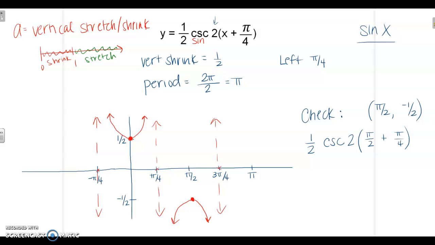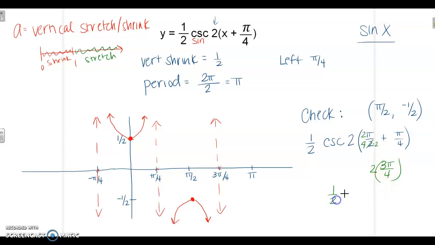So the first thing I need to do is, in the parentheses, combine these two fractions. They need to have like denominators. So I'm going to multiply this one by 2 on top and on bottom, right? So pi over 2 is the same thing as, whoops, I need to multiply by 2. So this is 2 pi over 4, right? So 2 pi over 4 plus pi over 4 is 3 pi over 4, times 2. So really that's 6 pi over 4, or 3 pi over 2.